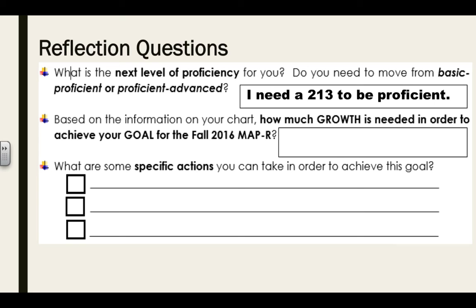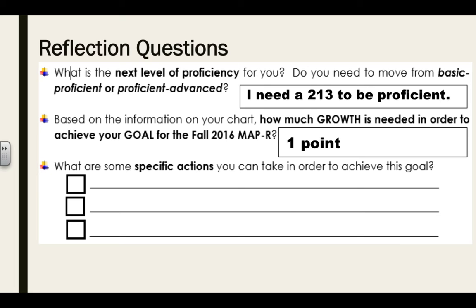Question number 2. This is where you're going to use those really cool math skills that you've learned. Based on the information on your chart, how much growth is needed in order to achieve your goal for the fall 2016 MAPRs? This is where you take that new goal and subtract it by what you already had. This student needs a 213, but had a 212. So all they really need is 1 point, but I'm sure they probably pushed past that.